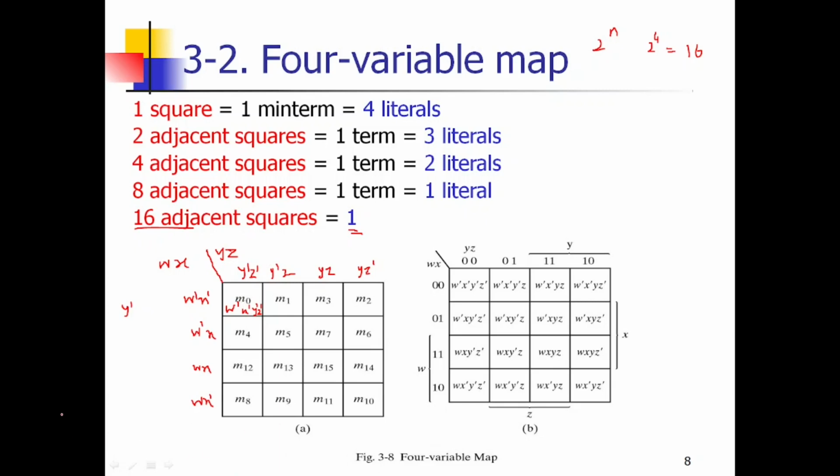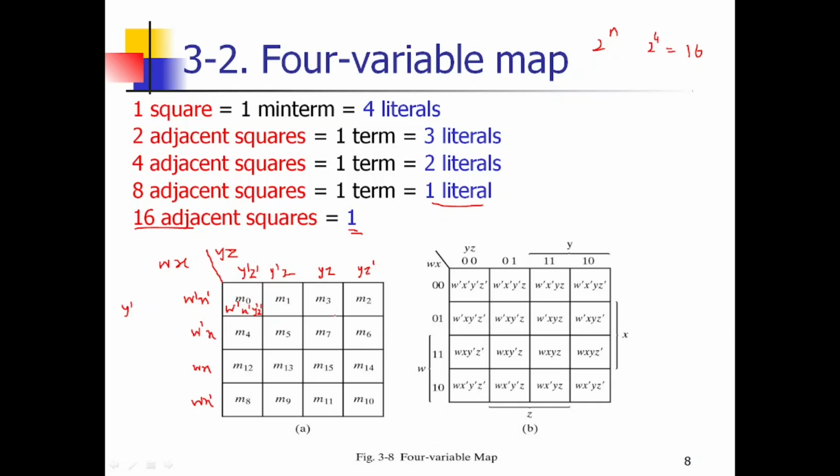So y dash consists of only one literal, as mentioned here. For the octet possibility, we can obtain one term, and that term consists of only one literal. Here we have discussed this first-two-column octet. Then, next, 4 adjacent squares.